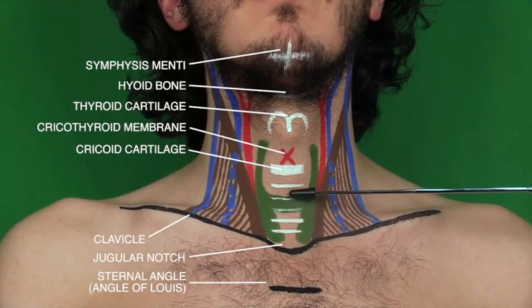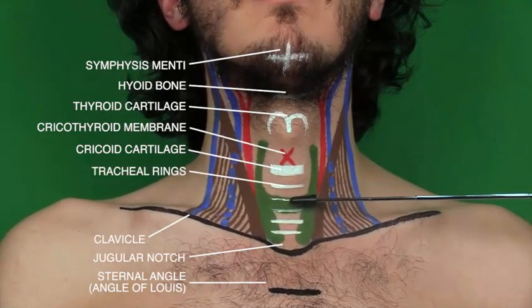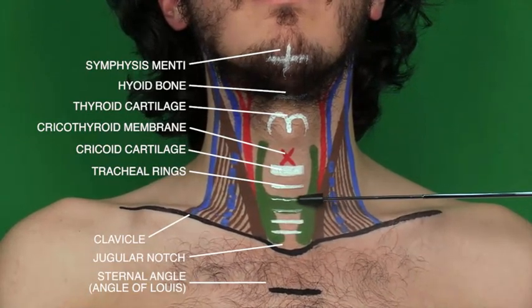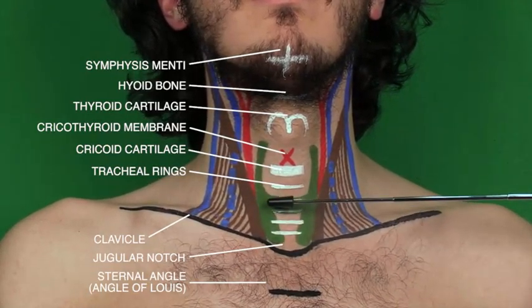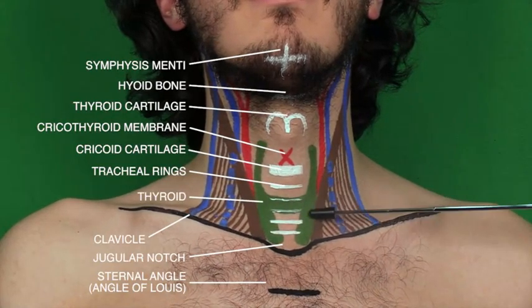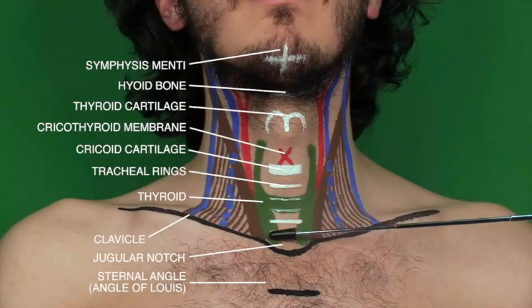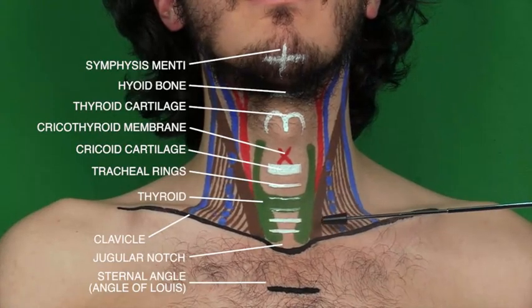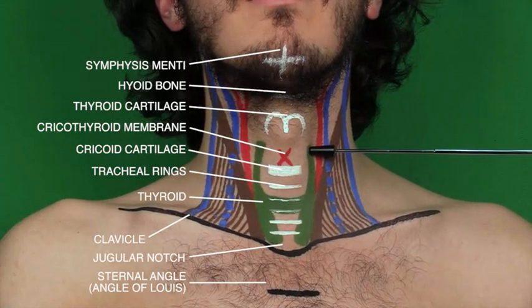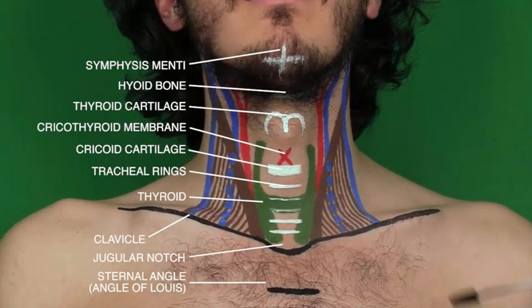Inferior to the cricoid cartilage, we mark a series of tracheal rings, and we note crossing the second and third tracheal rings is the isthmus of the thyroid. We see the lobes of the thyroid here on either side, on the right and on the left, and we see the superior aspect of the lobes extends as high as the middle portion of the thyroid cartilage.